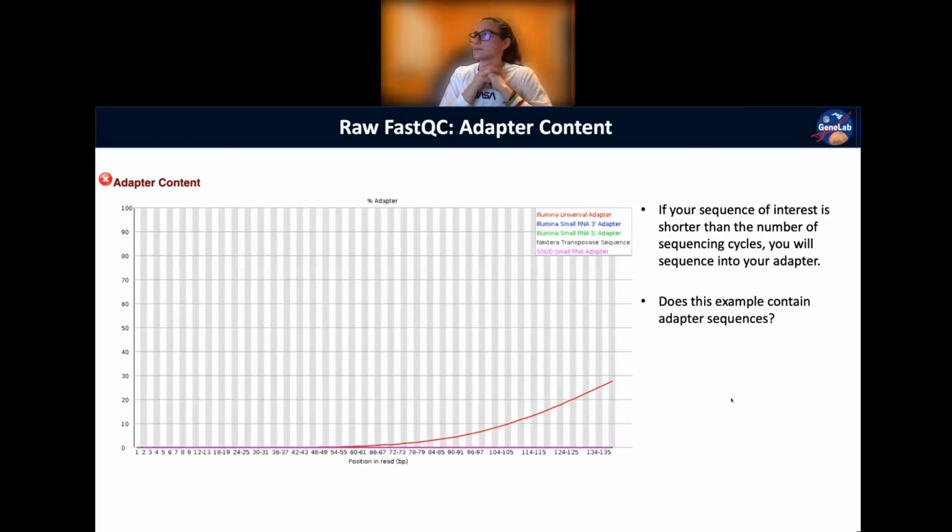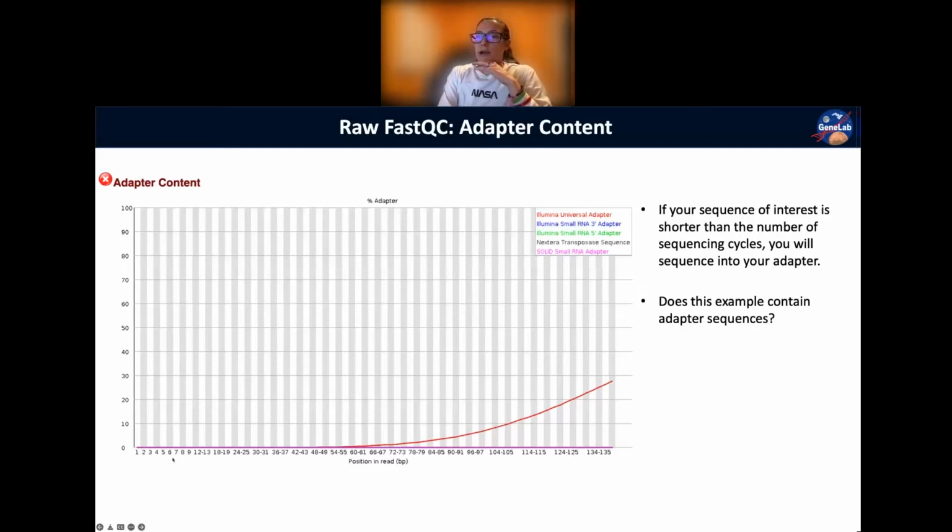Yeah, this does. And so we know here, we could see that as you get to the end of your base pair, right? Because it should sequence your insert, your region of interest, first. And then if it's shorter than the number of cycles, then the cycles will continue into your adapter. So you'll only see the adapter contamination at the end.